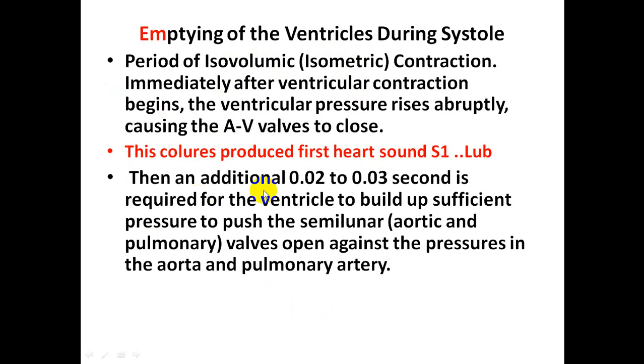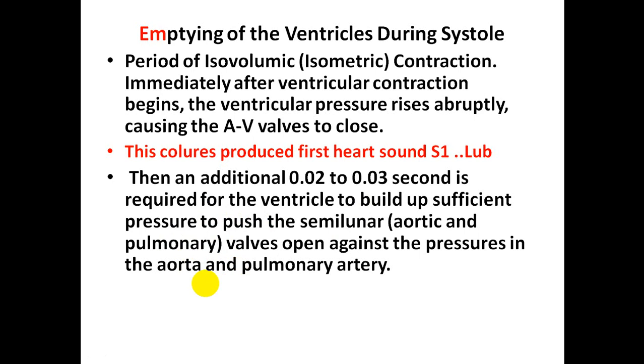Then an additional small fraction of a millisecond is required for the ventricle to build up sufficient pressure to push the semilunar valves, aortic and pulmonary valves, open against the pressure in the aorta and pulmonary artery. What does that mean? When it starts to contract, firstly the AV valve closes, and with the semilunar valves we can say all four valves are closed, and pressure builds up in the left or right ventricle, and the volume is not changed. There is no filling and no emptying, no ejection of the blood.